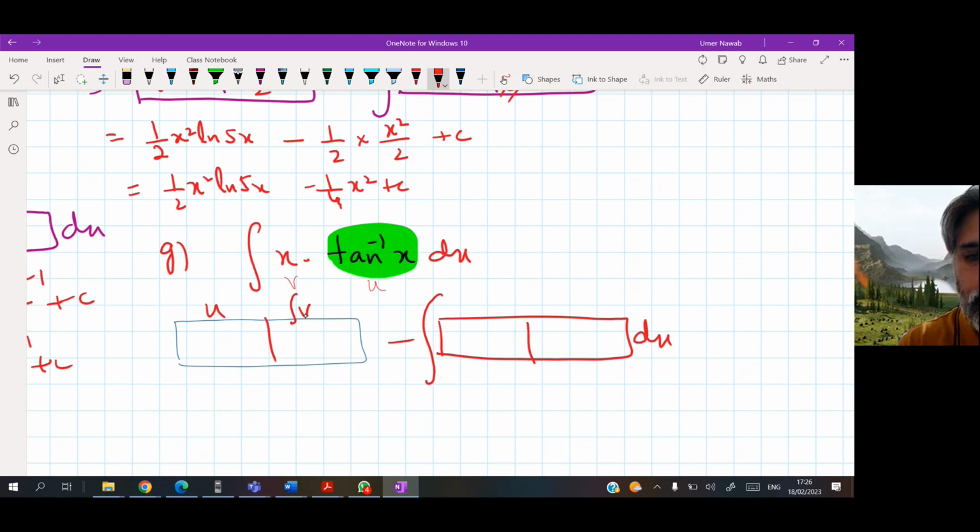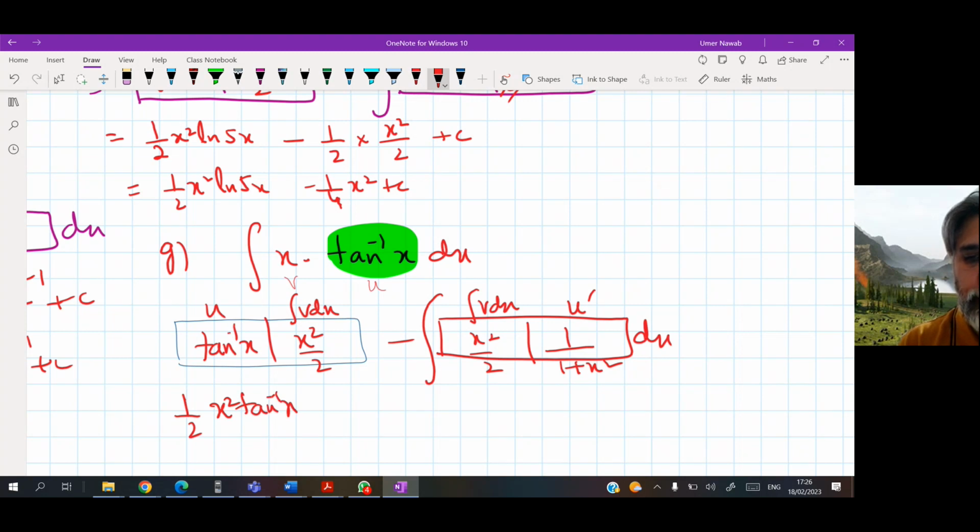U v, u prime. So inverse tan of x, the derivative of x squared over 2, and the derivative of inverse tan is 1 over 1 plus x squared, right? So half x squared inverse tan of x minus, it's not very simple. It has x squared on the top. It's 1 plus x squared dx.